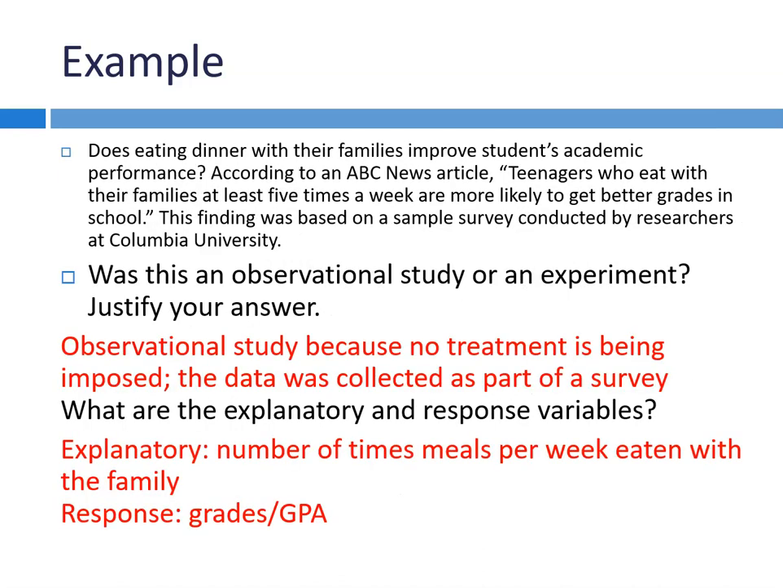The fact that it was based on a survey tells me that it's going to be an observational study because no treatment is being imposed. They didn't say, hey, you need to eat dinner with your family this many times a week, whereas another person did another time and then measured their grades as a result. They just collected data from a survey. The explanatory variable here is going to be the number of times that they were eating with their family per week. And then the response is going to be, it didn't really say, but I'm assuming grades, maybe GPA, something along those lines.